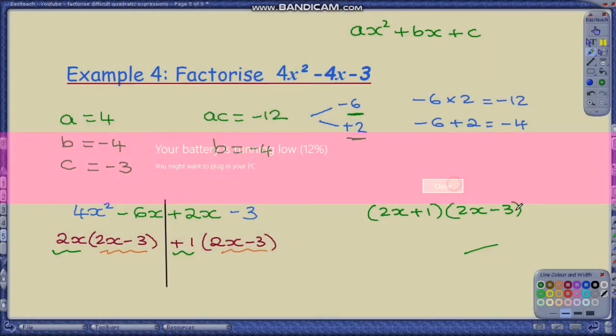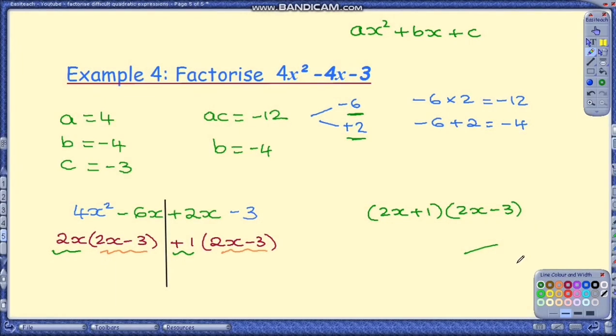Again, one way to check this is for you to expand and simplify.